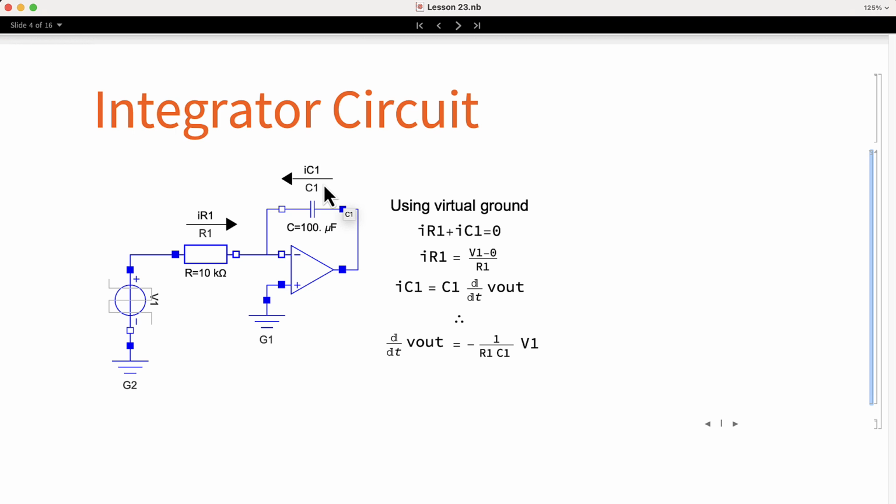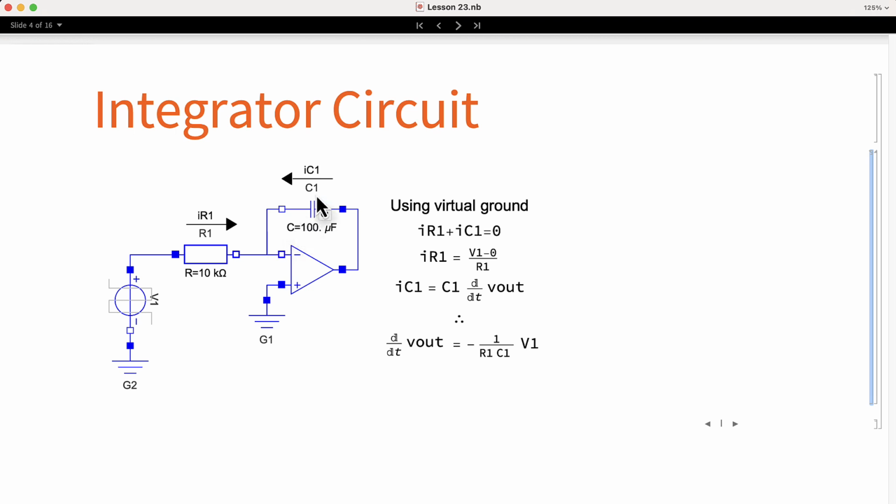We can simplify the analysis using the virtual ground concept. With that, we have two currents flowing into the inverting pin. The current of the resistor IR1 and the current of the capacitor IC1. There is no current into the op-amp. The current IR1 is equal to the input voltage over the resistor R1.